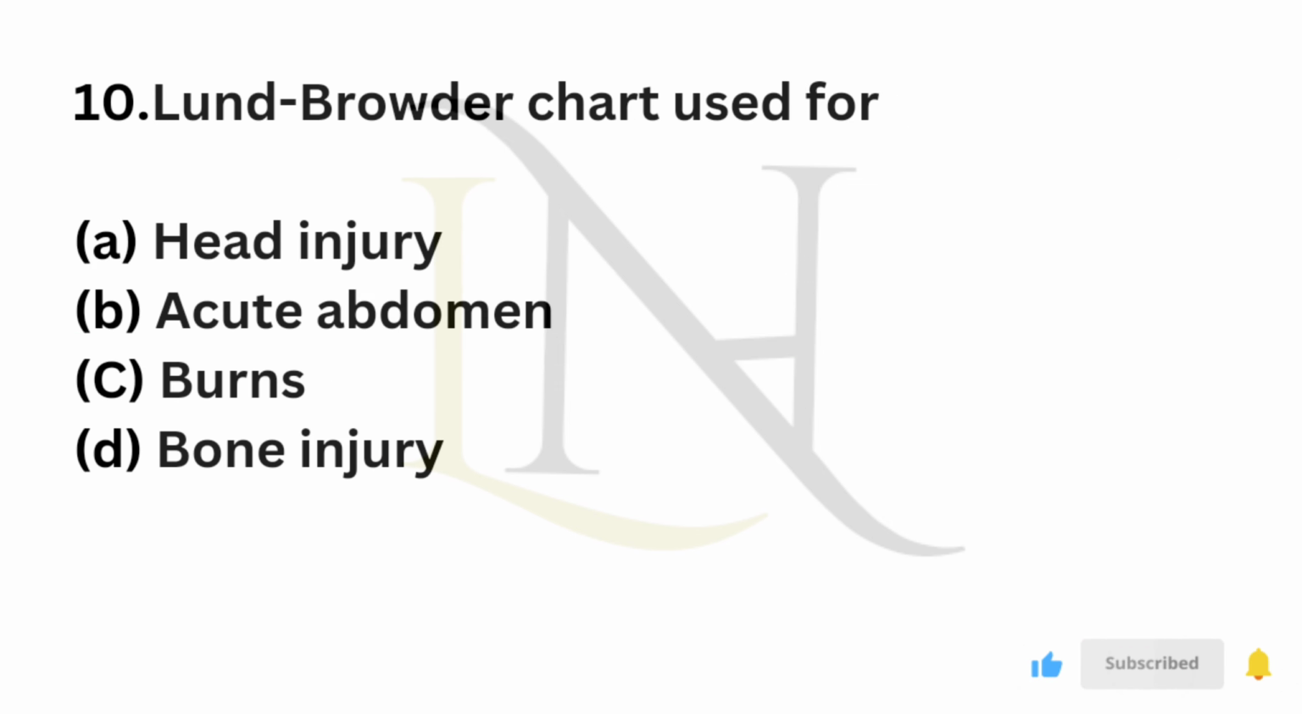Lund and Browder chart is used for option A, head injury. Option B, acute abdomen. Option C, burns. Option D, bone injury. Answer is option C, burns. In this condition we will use the Lund and Browder chart for children.